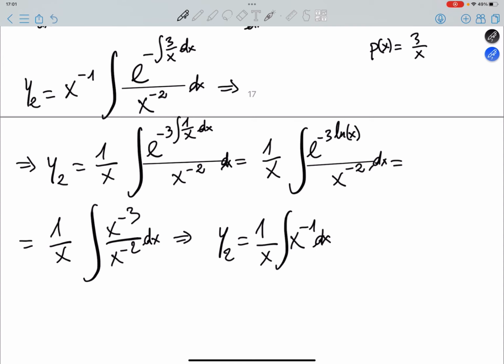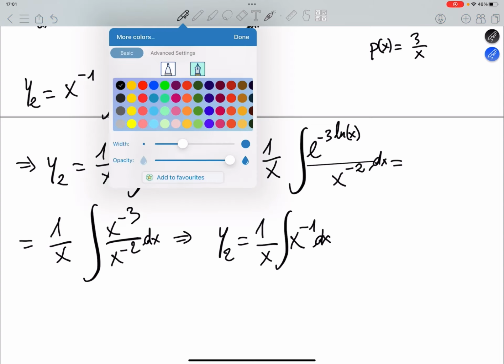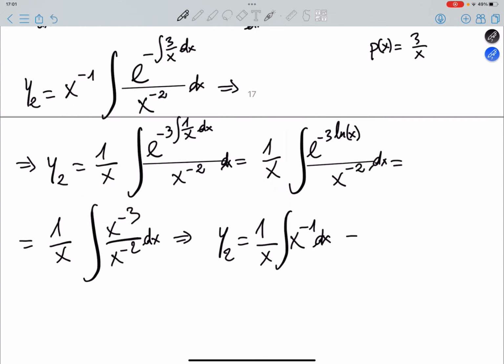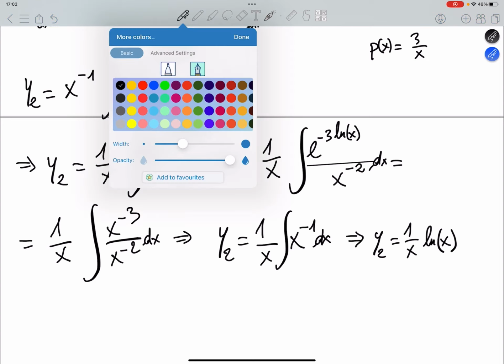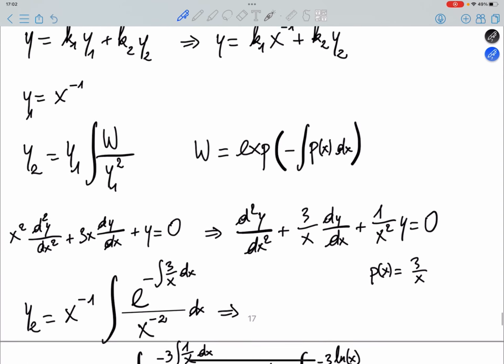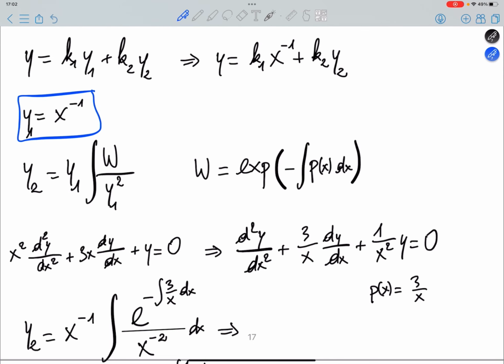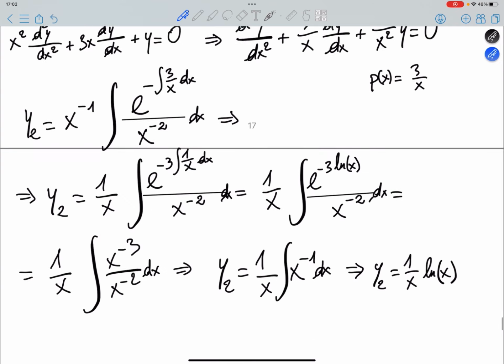Now the integral of x to the power minus 1 is the integration of 1 over x, which is basically natural log of absolute value of x, but x is greater than 0, so there is no need to put the absolute value. So our y2 is going to be equal to 1 over x, then natural log of x, right? Now we know our y1, and we know our y2 as well.